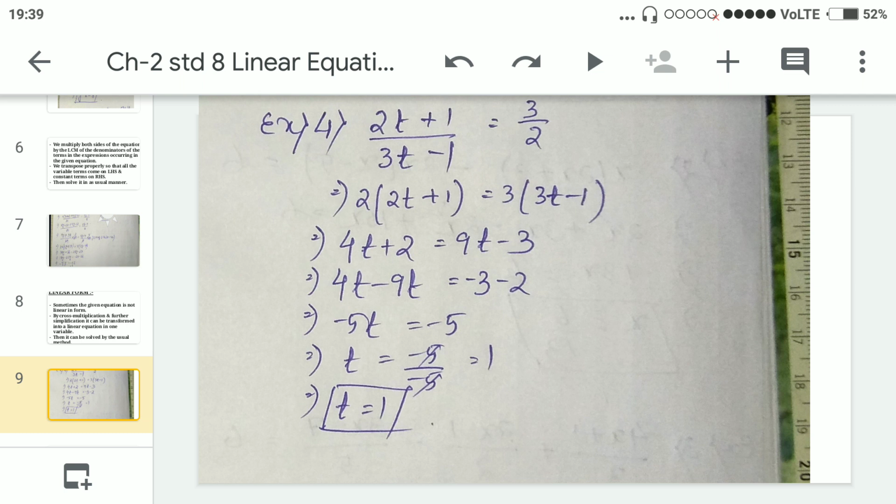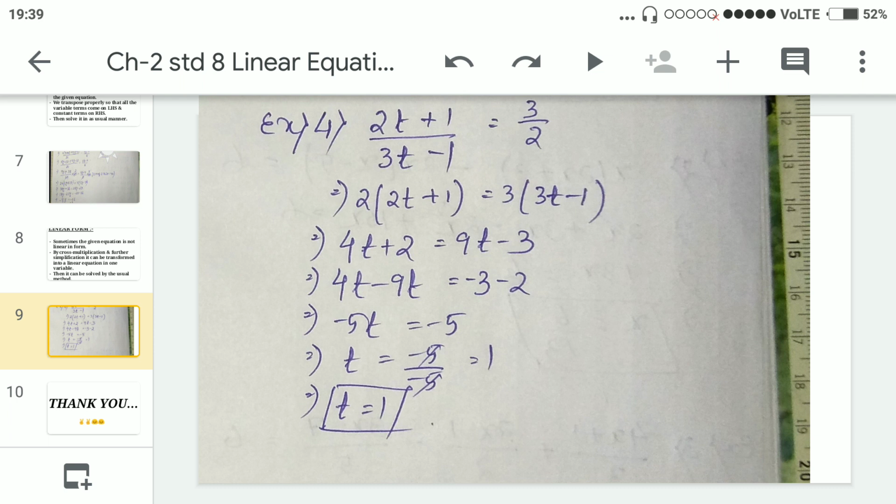So 2 into 2t means 4t, and 2 into 1 means 2, and here it is 3 into 3t means 9t, and 3 into minus 1, that is minus 3. So 4t minus 9t equals minus 3 minus 2, because here it is positive 2, so on that side it will be negative. So 4t minus 9t, that is minus 5t, and here it is minus 5. So t is multiplied by minus 5, so that will be divided by minus 5. So minus 5 by minus 5 will be 1. So the value of t is 1.